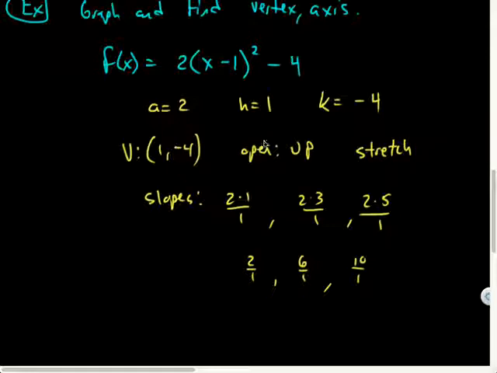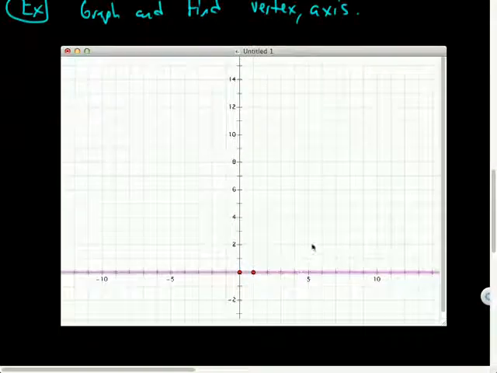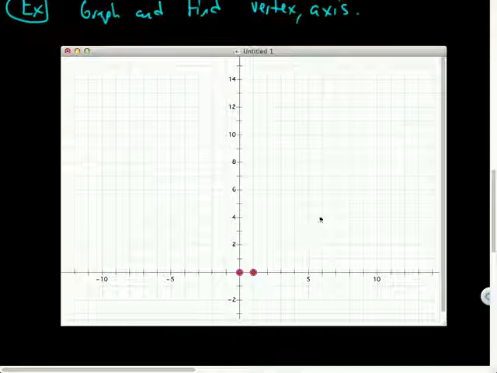So let's see. My vertex is over 1, down 4. It opens up with a stretch of 2. So I'm going to reposition this. Let's see, down 4, huh?